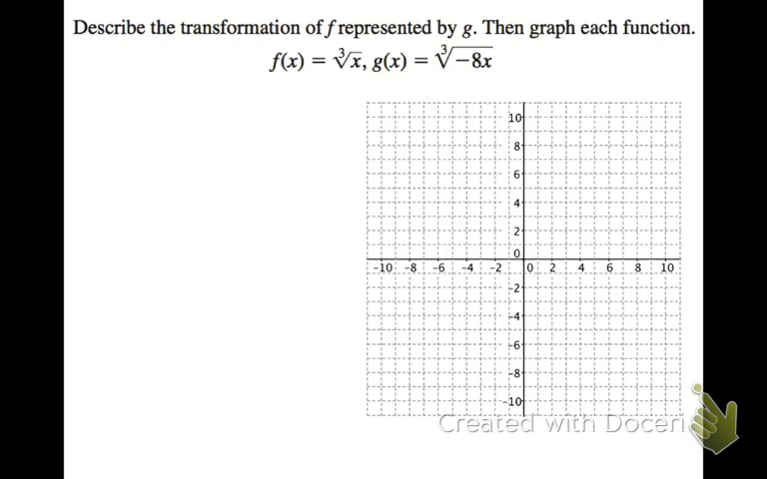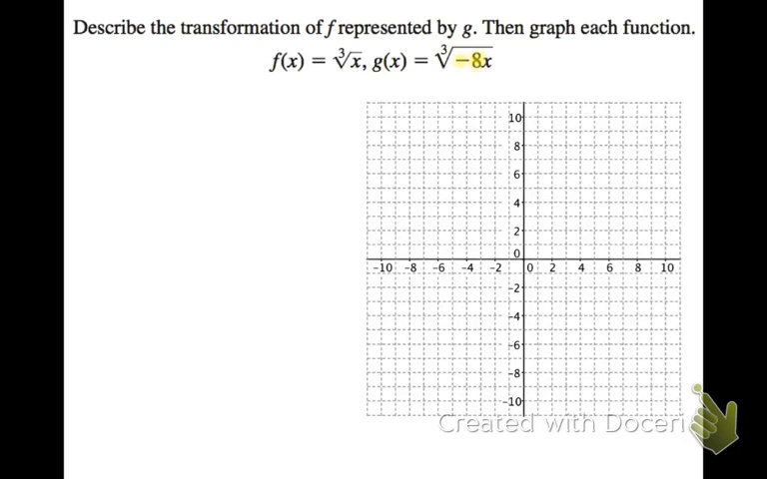Same thing here, but we're working with a cube root function. So the changes that are made to the cube root of x, we can see there are a couple of different things. One is that we have this negative here, and since it's underneath the radical, that's going to be a reflection that's horizontal, so that means it would go over the y-axis. And then we have 8, which is a horizontal shrink because the reciprocal of that is going to be 1/8.